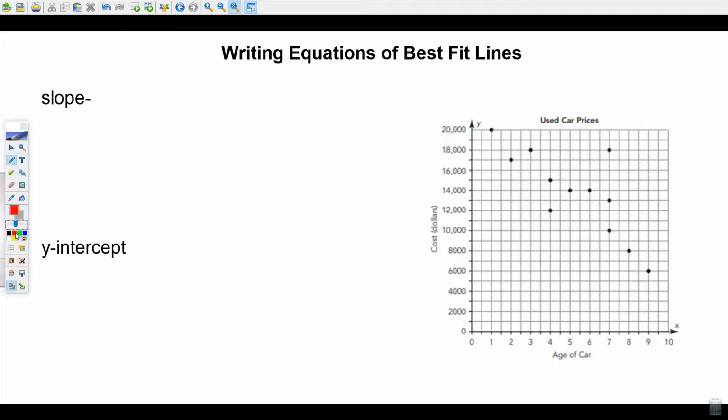So again, looks fairly linear. Not as close as the previous one, but it's fairly linear. We might have an outlier here. So let's go ahead and draw our best fit line. It looks actually pretty good. Might adjust this just a little bit. Let's go right about there.